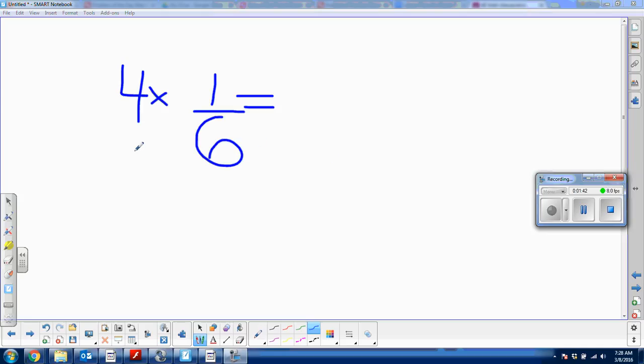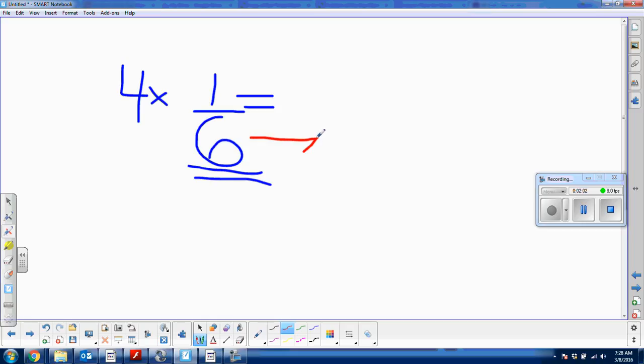Here I have 4 times 1/6. This is a very good example of what you're going to be able to do by the end of this lesson. Let's go ahead and review. First things first, you do not worry about multiplying the denominator. So I'm simply going to move my denominator over here as a 6. Now comes the numerator. The numerator you do change. So I'm going to take my 4, and I'm going to say 4 times 1, and that equals 4.